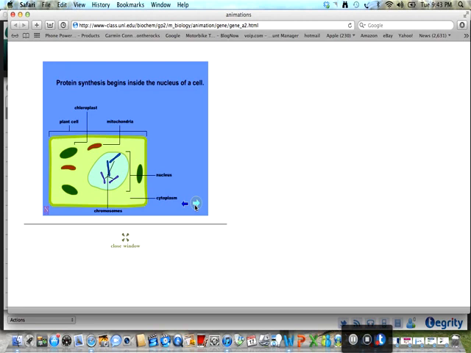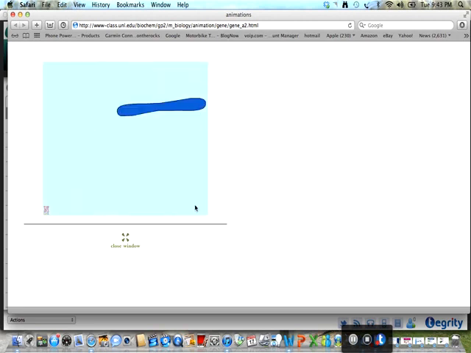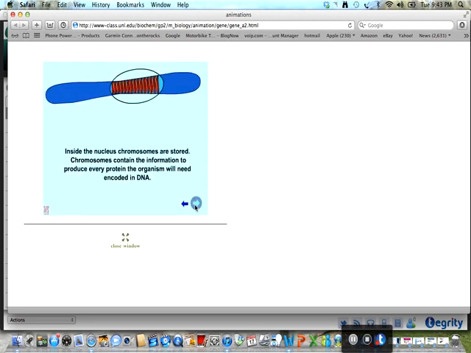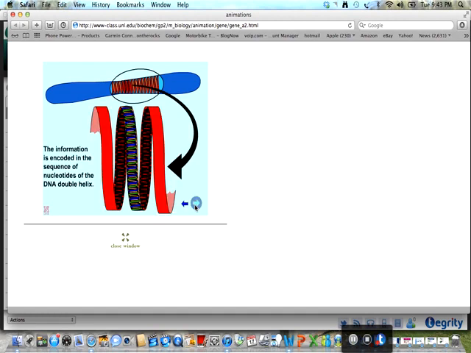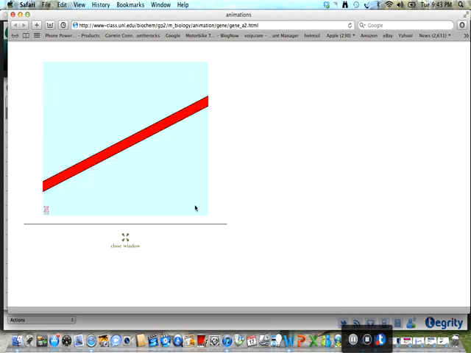Protein synthesis begins inside the nucleus of a cell. Inside the nucleus, chromosomes are stored. Chromosomes contain the information to produce every protein the organism will need encoded in DNA. The information is encoded in the sequence of nucleotides of the DNA double helix.